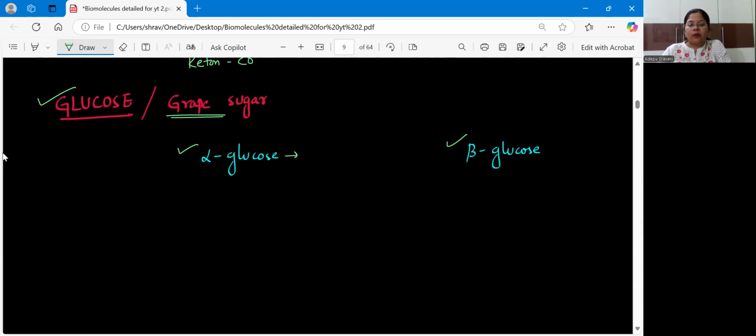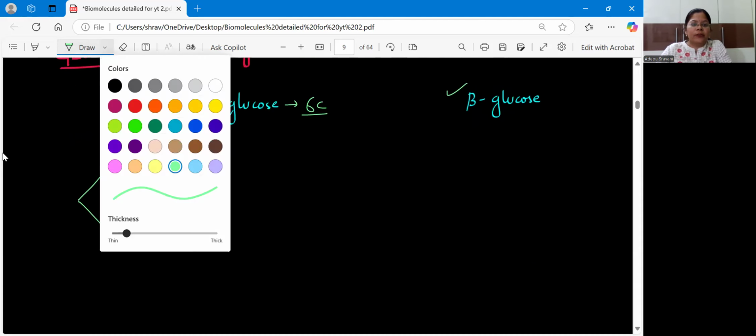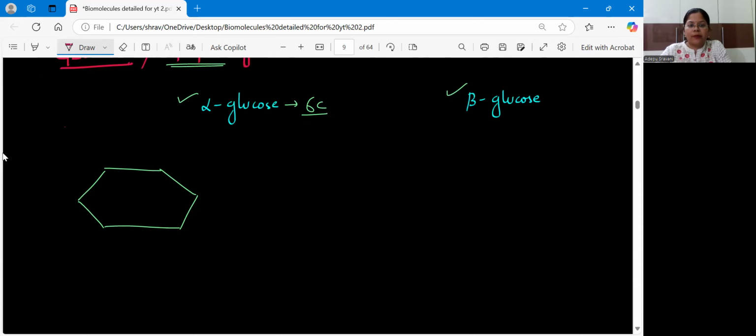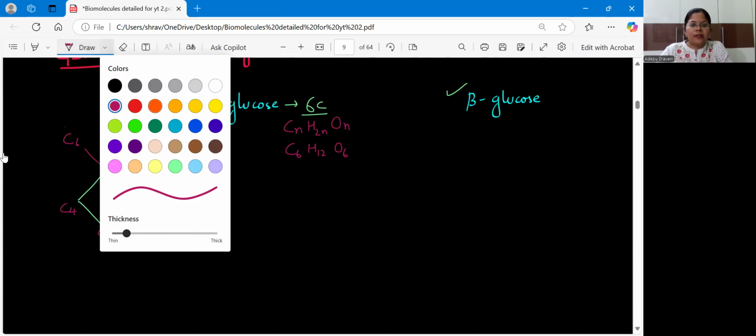Now, coming to the structure of glucose, first I'll draw the alpha glucose. So again here, please try to remember the logic. Glucose has 6 carbons. So first try to draw a hexagon with 6 sides. And here, you start again with oxygen. Now 6 carbon, CnH2nOn. Okay. So C6H12O6. Now here again, start with oxygen, C1, C2, C3, C4, C5, and the 6th carbon will be outside the ring, just like your ribose. Again, fill the valencies here.